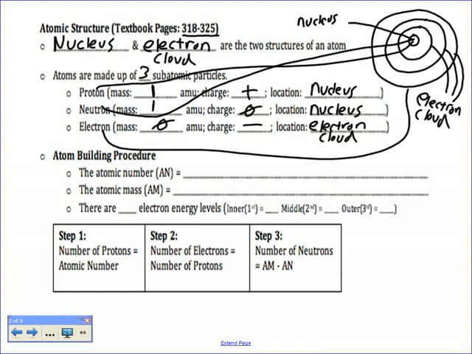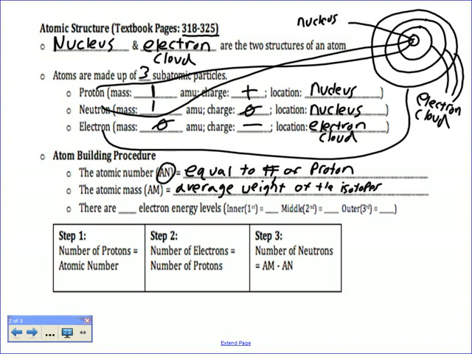So the atomic number is equal to the number of protons. And atomic number can be abbreviated with AN. All right? And like we said, the protons are up in the nucleus. All right? The atomic mass is the average weight of the isotopes of an element.